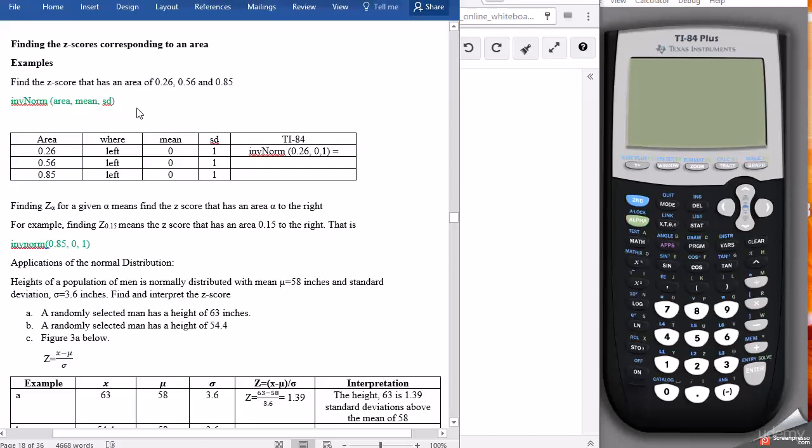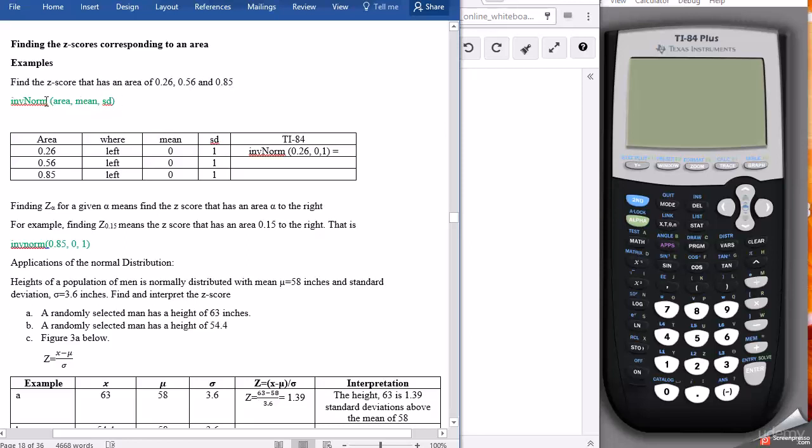Last time we introduced the normal distribution. We also looked at how to find the area to the right of a z-score, to the left of a z-score, and between two z-scores. Today we're going to learn how to find the z-scores given a particular area under the curve. We're going to illustrate that using these examples. We want to find the z-score that has an area of 0.26, 0.56, and 0.85.